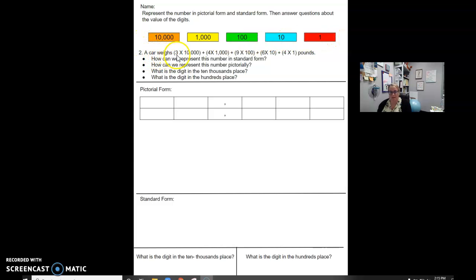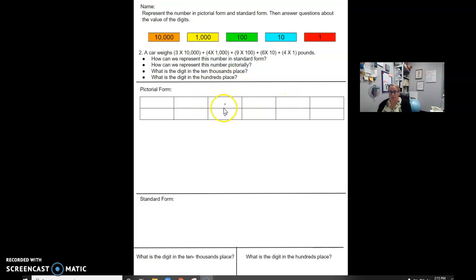A car weighs 3 times 10,000 plus 4 times 1,000 plus 9 times 100 plus 6 times 10 plus 4 times 1 pounds. How can we represent this number in standard form? How can we represent this number pictorially? What is the digit that is in the 10,000s place? And what is the digit in the hundreds place?